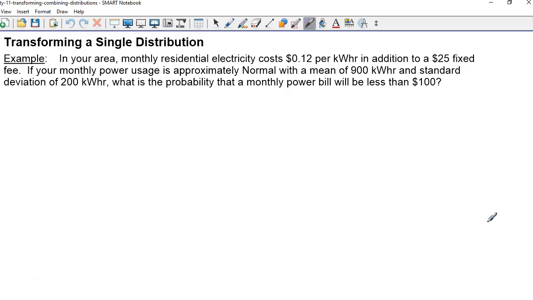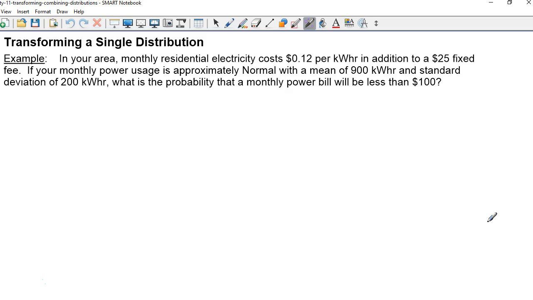Let's say that in your area, monthly residential electricity costs 12 cents per kilowatt hour, in addition to a $25 fixed fee for your bill. So if your monthly power usage varies from month to month, and it varies according to a normal distribution with a mean of, say, 900 kilowatt hours and a standard deviation of 200 kilowatt hours, then what would the probability be that an individual monthly power bill will be less than $100?